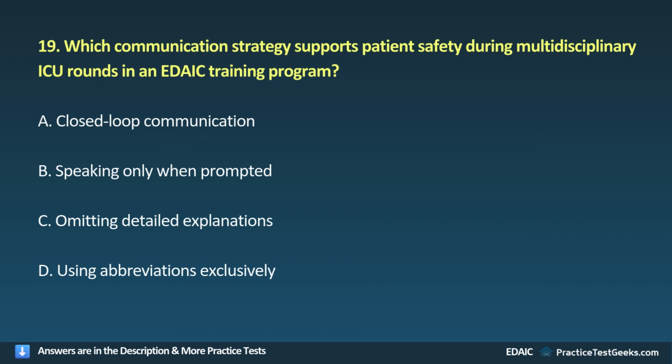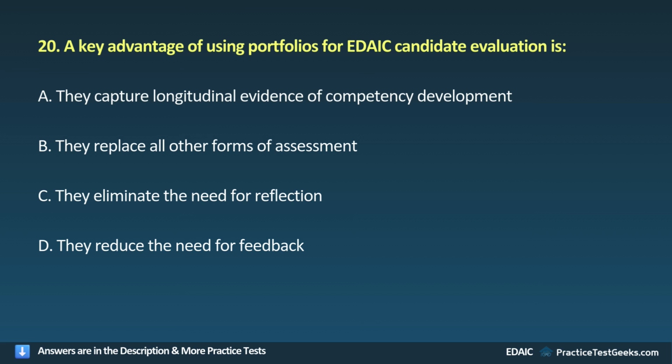19. Which communication strategy supports patient safety during multidisciplinary ICU rounds in an EDAIC training program? A. Closed-loop communication. B. Speaking only when prompted. C. Omitting detailed explanations. D. Using abbreviations exclusively.